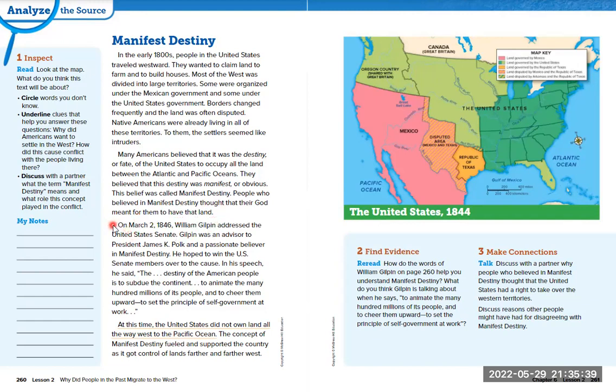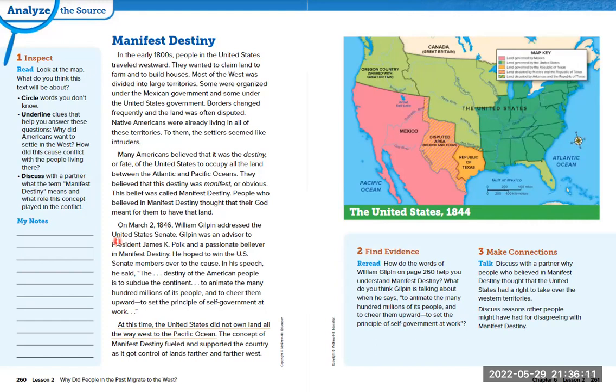On March 2nd, 1846, William Gilpin addressed the United States Senate. Gilpin was an advisor to President James K. Polk and a passionate believer in manifest destiny. He hoped to win the US Senate members over to the cause. So he's trying to convince the Senate members to also believe in what he believes. In his speech, he said, "The destiny of the American people is to subdue the continent." To subdue means to control in this case.